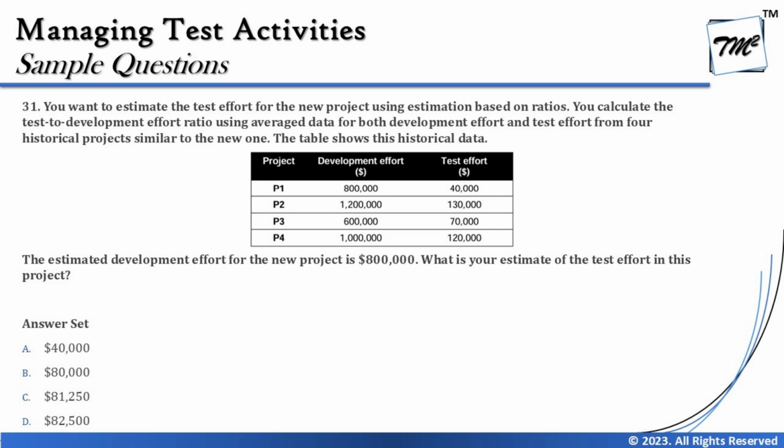So you will get an average. I have pretty much calculated it. The average will come to 900,000 for the development cost, and the testing will be 90,000. So in simple words, you are having test to development ratio as 1:10. That means where you spend 900,000 on development, you are spending on an average 10%, which is 90,000, on the testing effort.